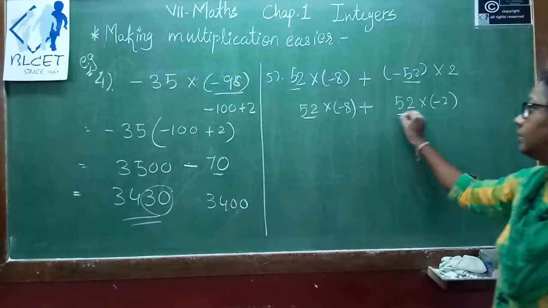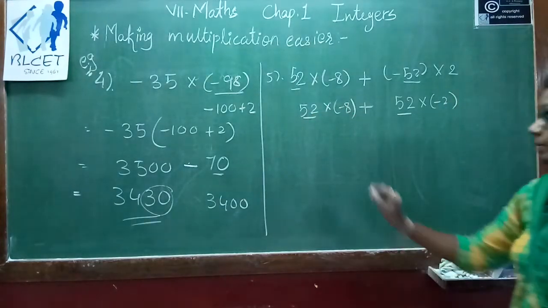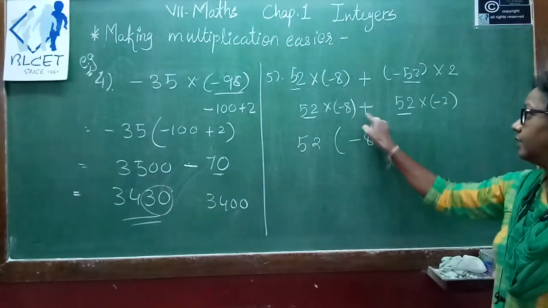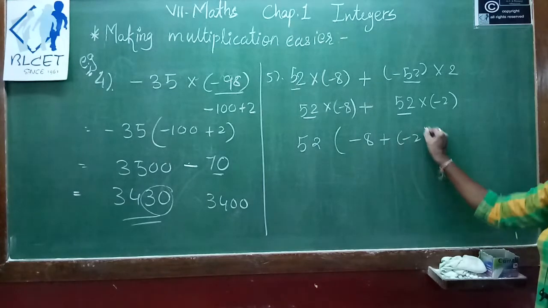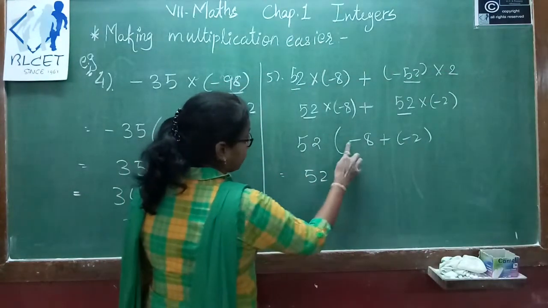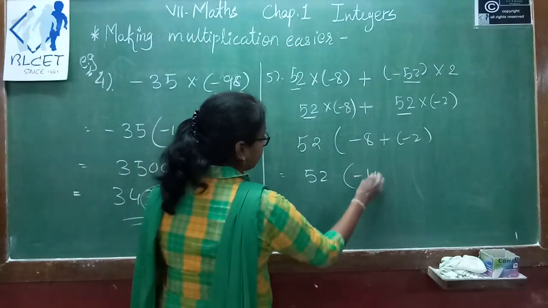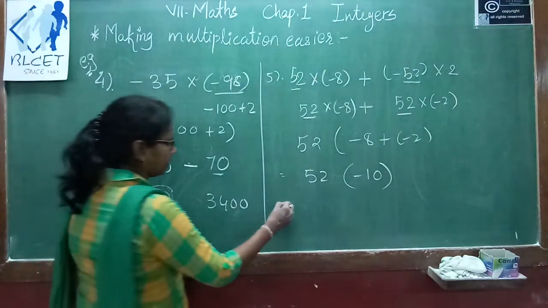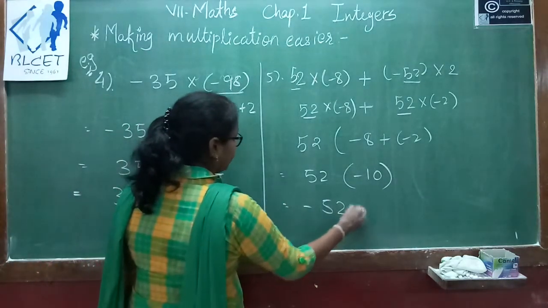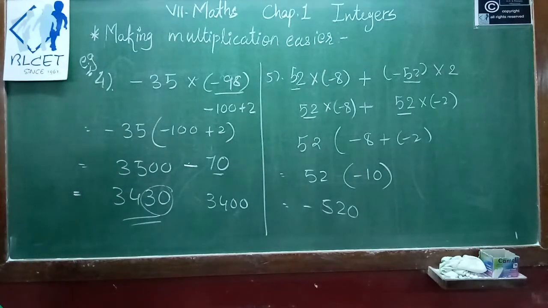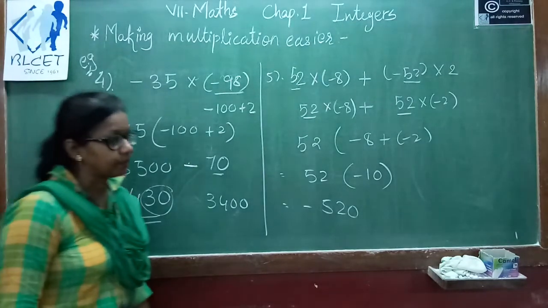Now what is common? You have to take 52 common. So 52 common. So what is left? Minus 8 plus minus 2. So what is the answer? If both the signs are the same, you have to do the addition, but the sign remains negative. So what is the answer? Minus 520. So this way we can do the multiplication in an easier way.